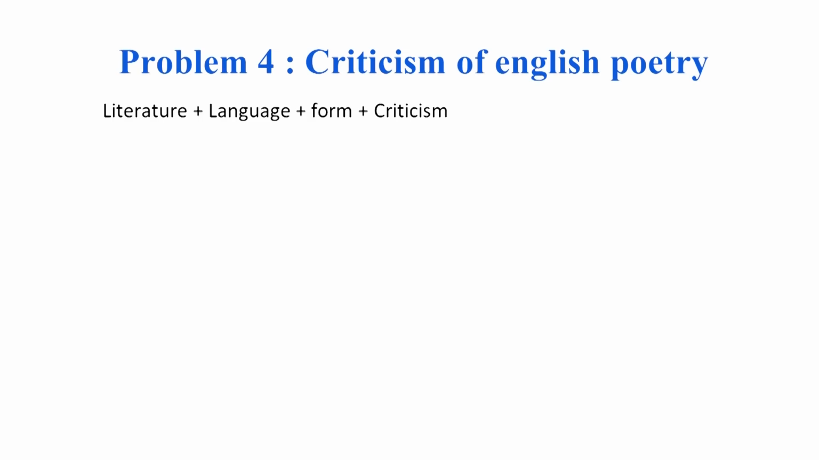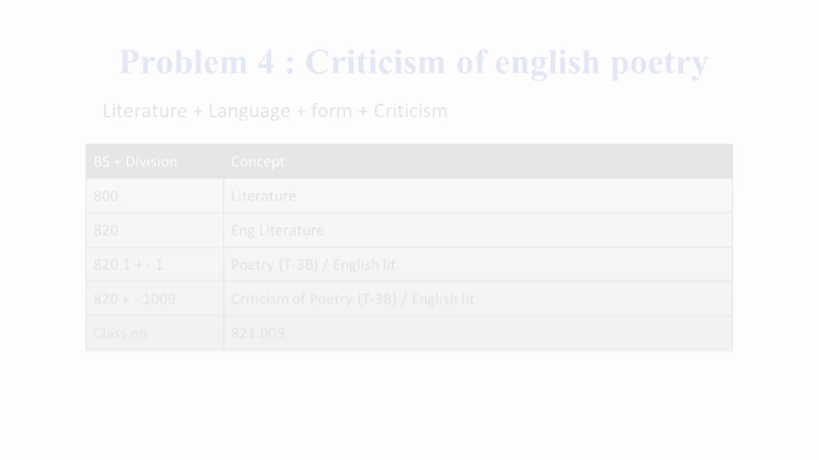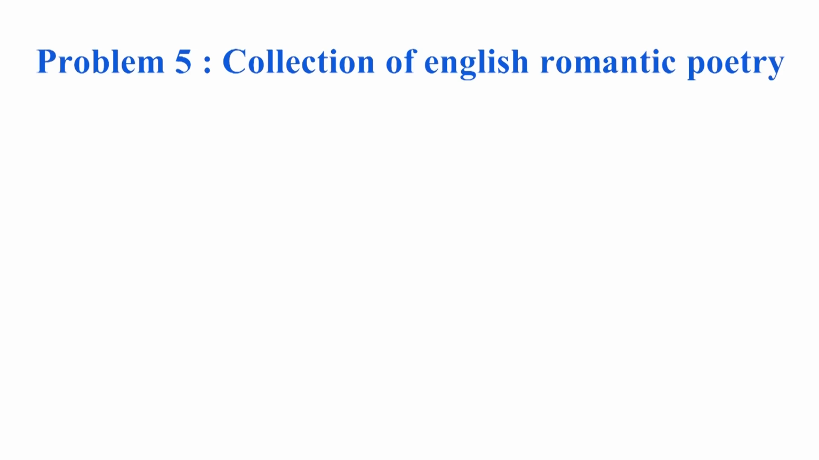Here the components are literature, language, form, criticism. So 800 means literature, 820 means English literature, and 820.1 means poetry; adding 1, we will find 821. Now criticism is given as 820.-1009, criticism of poetry from table 3B. So the class number would be 821.009.